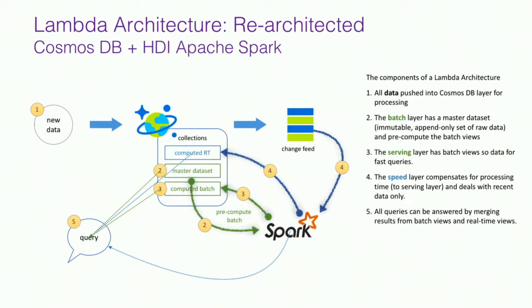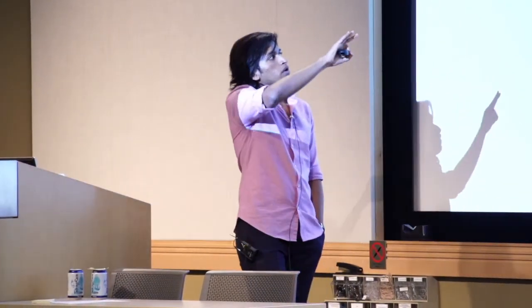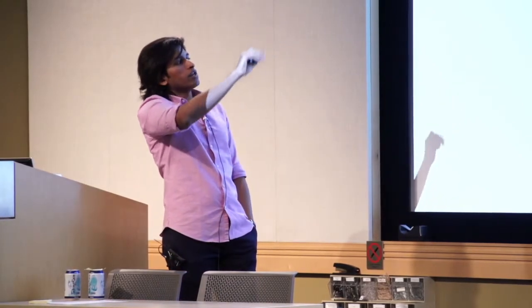So this is what we say is the new Lambda architecture paradigm with Cosmos DB, the re-architected version, where you don't have this concept of a separate batch and a separate speed layer. But what you do is, as you get new data, you just store it into a single Cosmos DB collection. And you can then run your pre-compute batch views on top of your master data set and store them back in a separate collection, which your users can then hit.